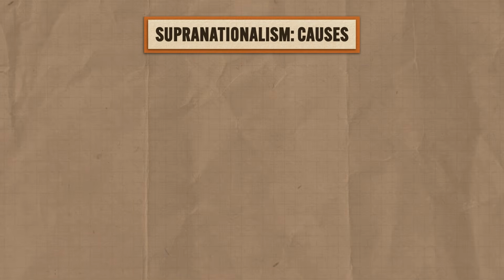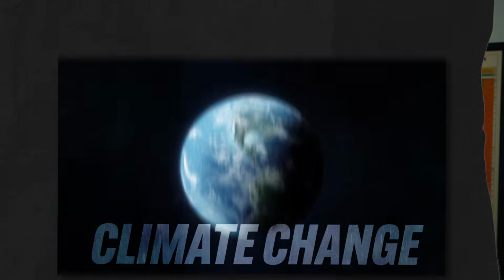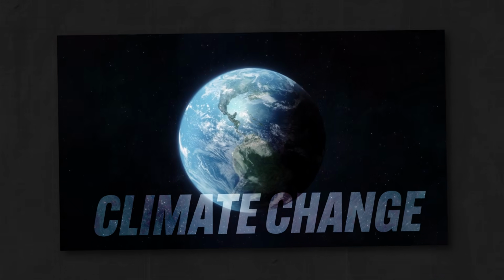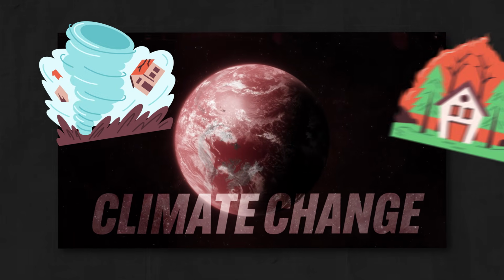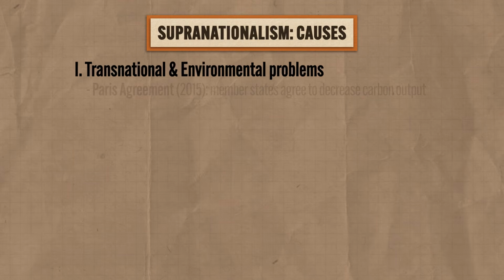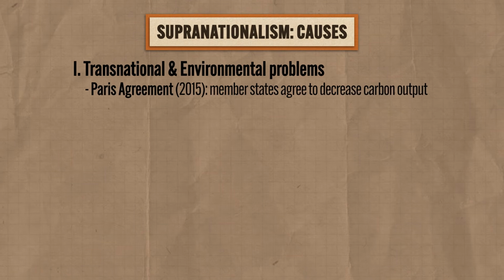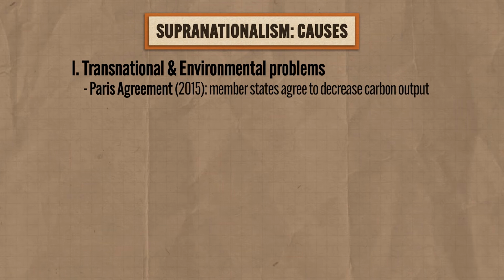First is transnational and environmental problems. So here's where I tell you that environmental concerns have become global in nature, and the case in point here is climate change. Now, not every state has contributed to the warming of the Earth, but every state is feeling its effects, what with hurricanes and wildfires and melting ice caps that might just sink islands and coastal nations. And so this global problem requires a global solution, and significant attempts at supranational cooperation have been attempted, including the Paris Agreement in 2015.